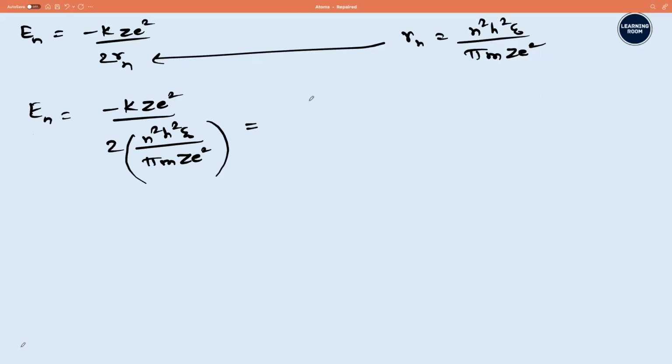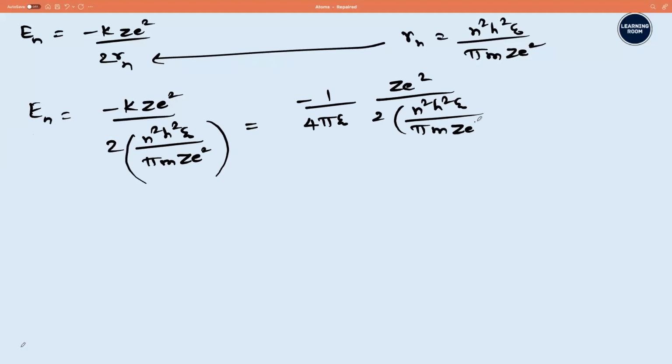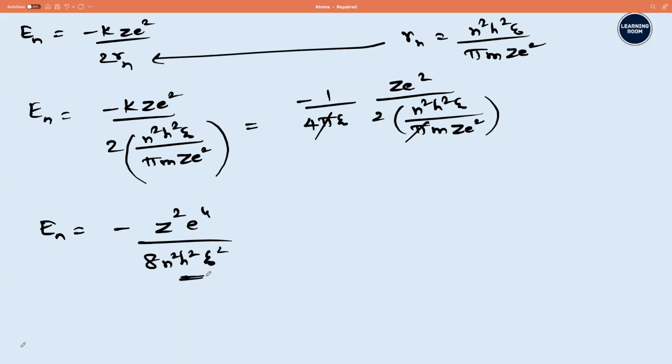So this will be equal to minus 1 divided by 4 pi epsilon naught into Z e square divided by 2 into n square h square epsilon naught by pi m Z e square. So pi and pi are gone. So I'll get En is equal to minus Z square e power 4 divided by 8 n square h square epsilon naught square.